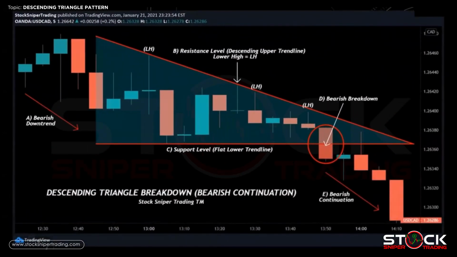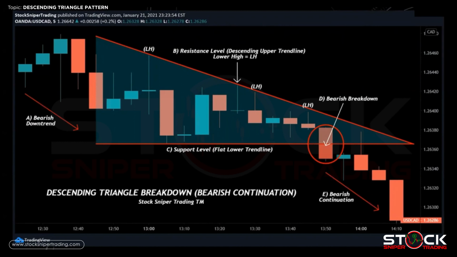This is an example of a descending triangle breakdown, which is bearish continuation, from our TradingView chart. In this example, we are looking at the USD/CAD pair, and we are on the 5-minute time frame, where each individual candlestick takes 5 minutes to form. A, we have a bearish downtrend coming from a higher time frame. B, we reach a resistance level, but as you can see, it's a descending upper trend line where price action is making lower highs. C, we reach a support level, which is our flat lower trend line.